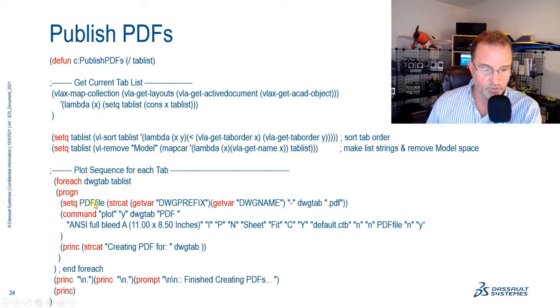And so we're going to create a PDF file. We're going to take the name of the prefix of the drawing and the name of the drawing, and then add the tab name and a hyphen, layout tab.pdf. Then we're going to use the plot command to plot out in this sequence of events.